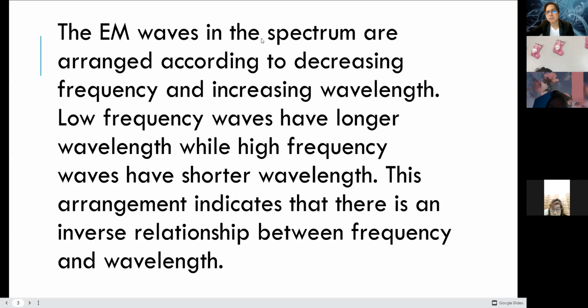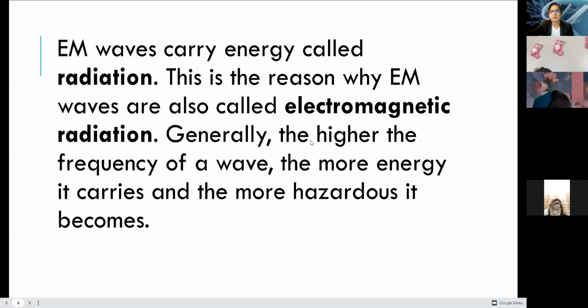Let's take a look at the relationship between frequency and wavelength later. EM waves carry energy called radiation. We are more exposed to this, especially millennials. Even your phones emit radiation. Aside from that, you are sleeping with your phone, putting it on your head, on your side, in your chest. So it emits radiation. This is the reason why EM waves are also called electromagnetic radiation. Generally, the higher the frequency of a wave, the more energy it carries and the more hazardous it becomes.